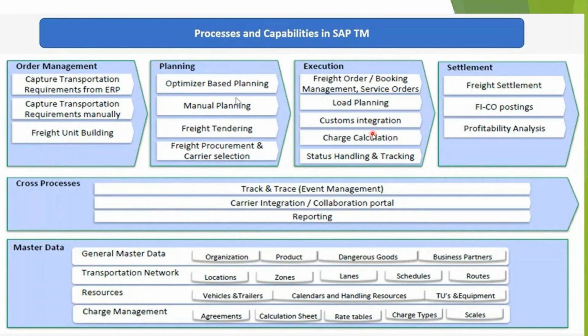If you are integrating with customs for international orders, then you need to integrate customs, where GTS will come into the picture, SAP GTS. And based upon your freight agreements or the carrier's agreement, you can do a charge calculation based upon the agreements which you set up in your system.